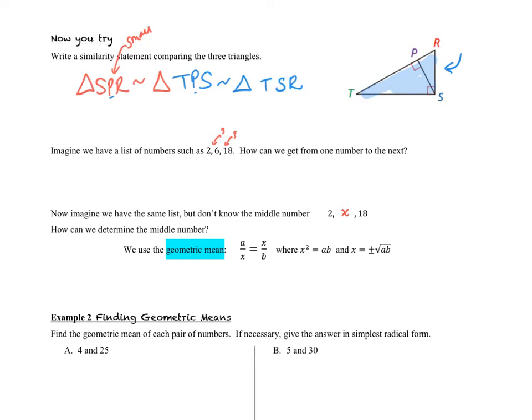Well, we can use what's called the geometric mean. Geometric mean takes that first number, puts it in the top left, the bottom number in the top right, and has X in between. This is a proportion that we would solve by cross multiplying. So it would be 2 over X equals X over 18. Then we cross multiply and get X squared equals 36. To solve for X, we'd take the square root to cancel the squared, and we get X equals 6. And notice that was the answer in the original one.